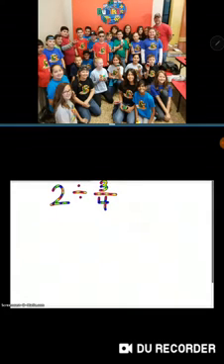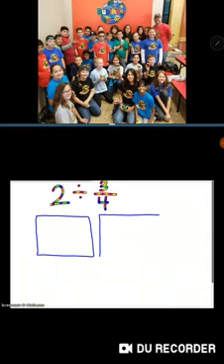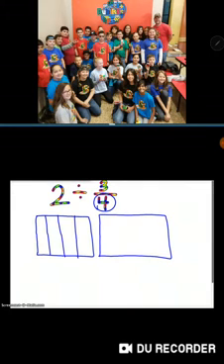We have now 2 divided by 3/4. So, who can tell me, how many wholes do I have to draw here for my model? 2. So I'm going to go ahead and draw 2 wholes. Now that I've drawn my 2 wholes, what do I want to break my wholes up into? Chris? Fourths. Because remember, that denominator tells us how many to break it up into. So we're going to break it up into fourths.